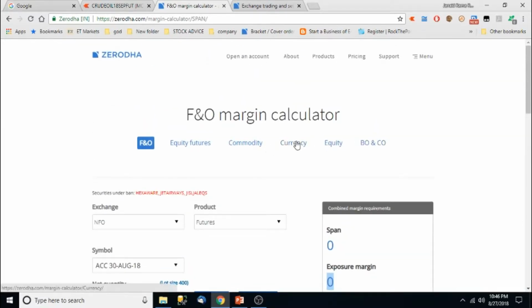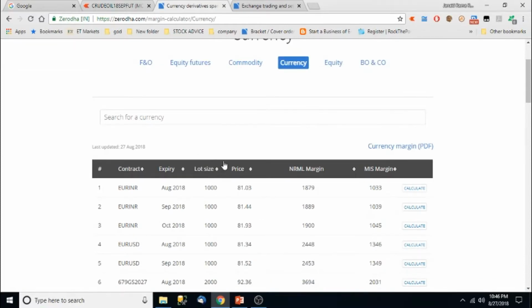Okay, when it comes to the currency market, we are required to buy one lot size of 1000 euros. We have to pay 1879. In intraday we have to pay 1033 rupees only. Meaning we'll get 1000 euros, which is priced at 81 rupees 3 paisa per euro. We'll get it for 1033 rupees, which will be closed by the end of the day.